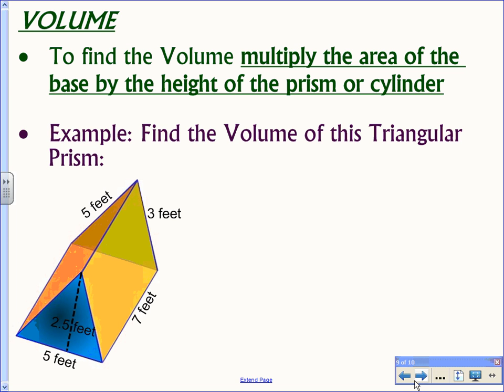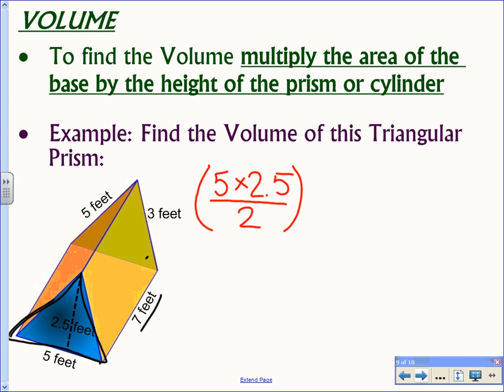So to find the volume of this triangular prism, I'm going to find the area of the triangle and then multiply it by the distance between the two triangles, which is 7 feet. So to find the area of the triangle, I multiply the base, which is 5, by the height, which is 2.5, and divide that by 2. So that's the area of the triangle. Then I'll multiply that by the height, which is the distance between the two triangles, and in this case that's 7.